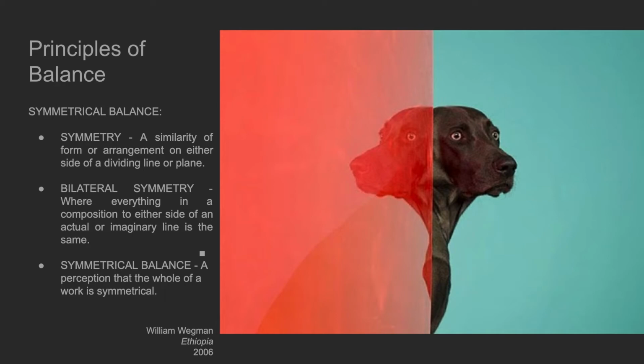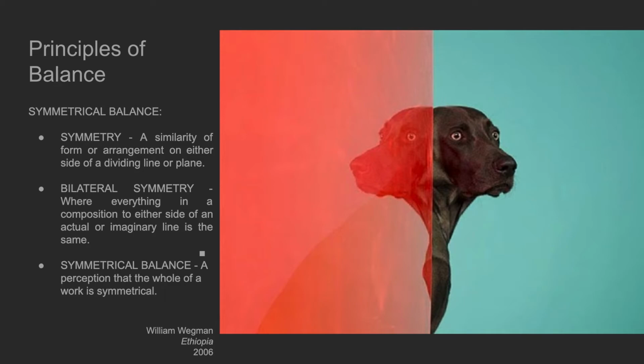Bilateral symmetry is where everything on a composition to either side of an actual or imaginary line is the same. So bilateral symmetry is when things are actually the same between the left and the right side. But symmetrical balance is a perception that the whole of the work is symmetrical. So it doesn't have to have bilateral symmetry.